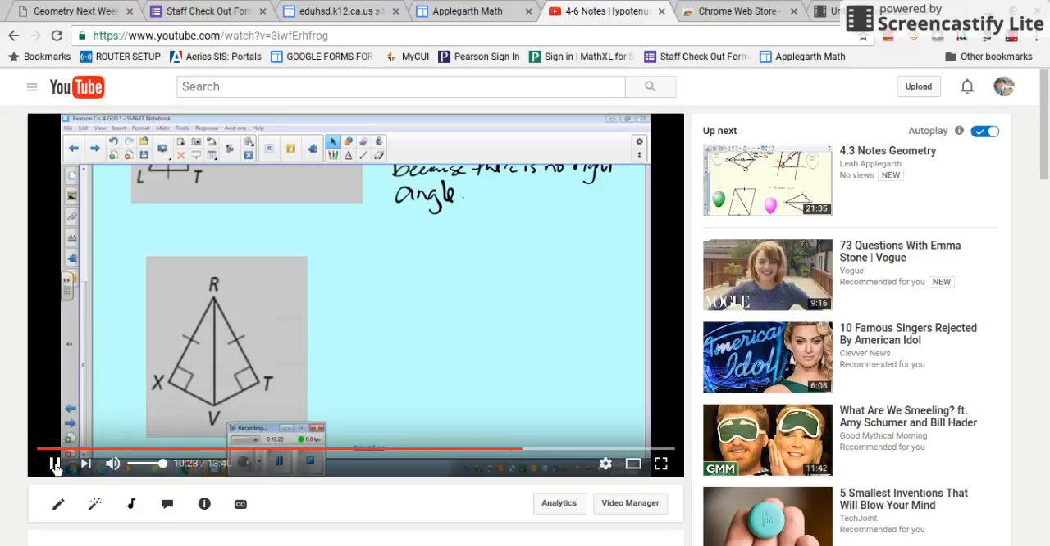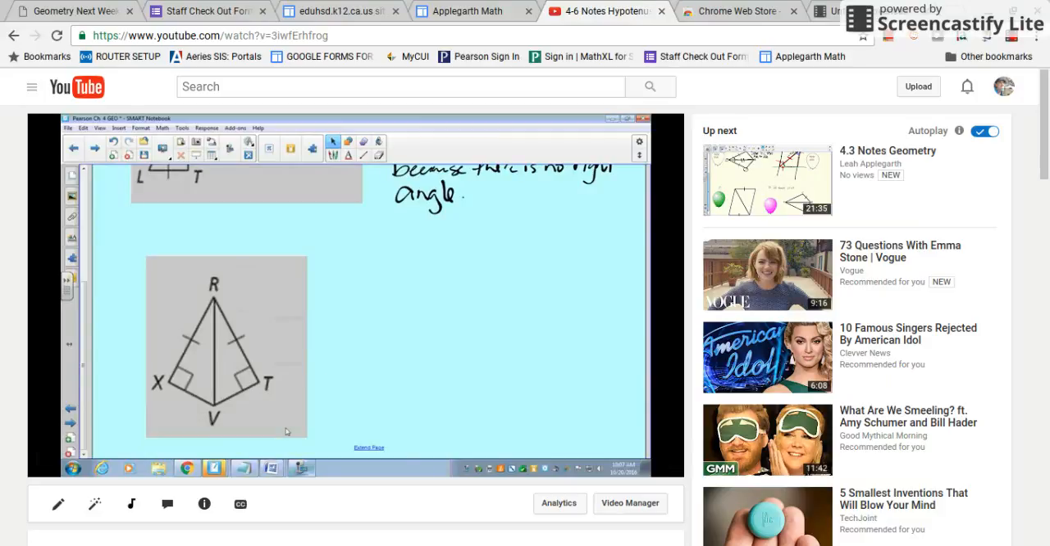Okay, so to finish off our, can we use hypotenuse leg to prove that these two triangles are congruent? Let's make our checklist. Do we have the hypotenuse for these two triangles? Do we have a leg for these two triangles? And then do we have a 90-degree angle for these two triangles? So if you look, let's find our overlapping one, the one that is the same for both triangles.